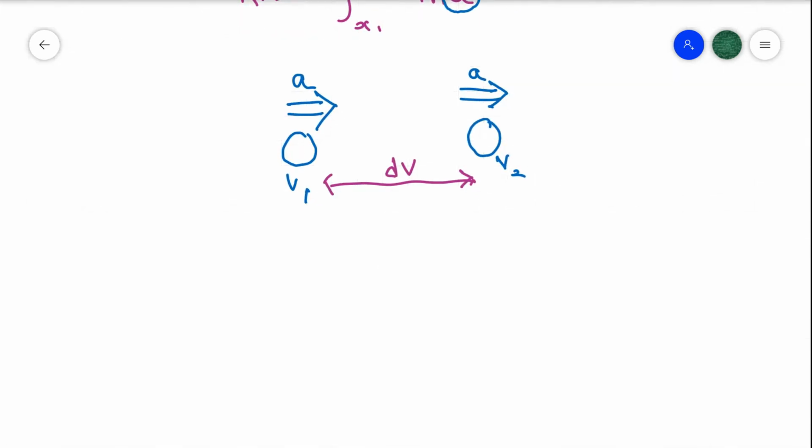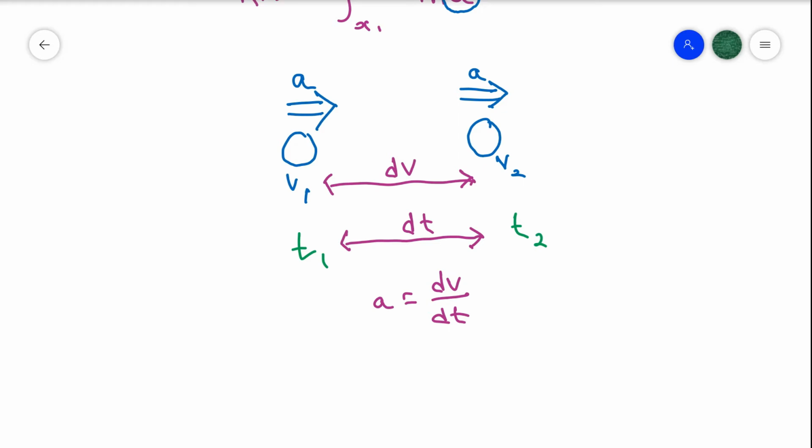So this change in velocity happens at a particular time. Maybe the time here is t1, and the time here is t2. So a change in velocity of dv occurs at a change in time of dt. So acceleration, we can define it as the change in velocity over the change in time. How much velocity is changing of the object at a given time.